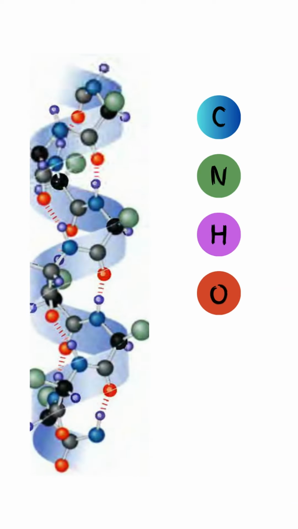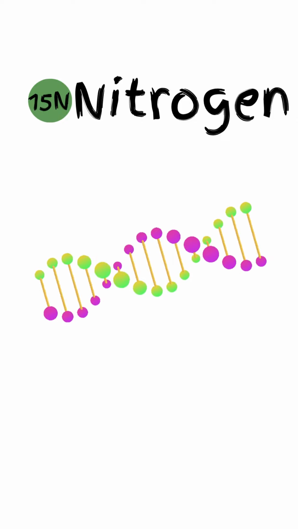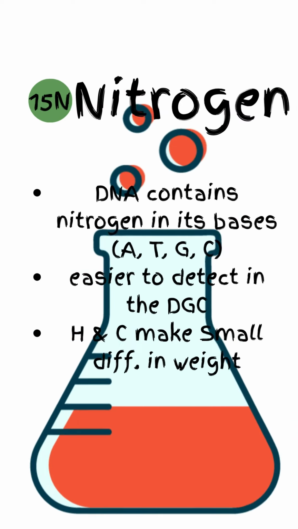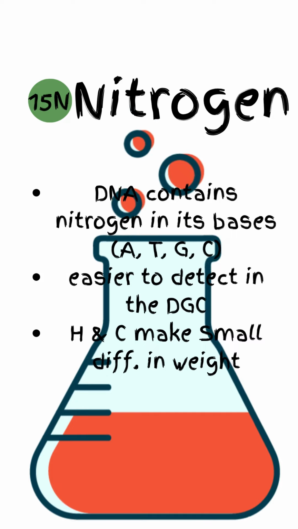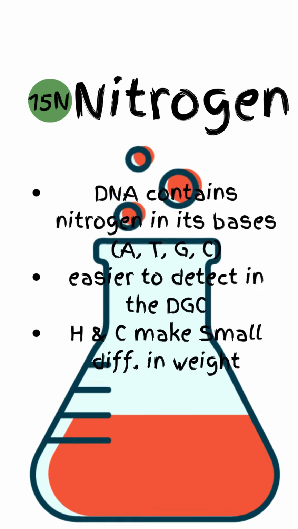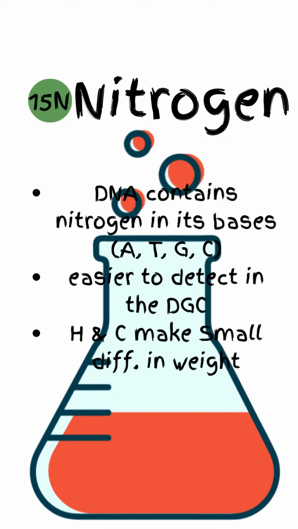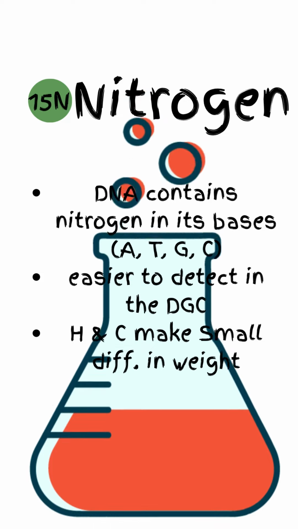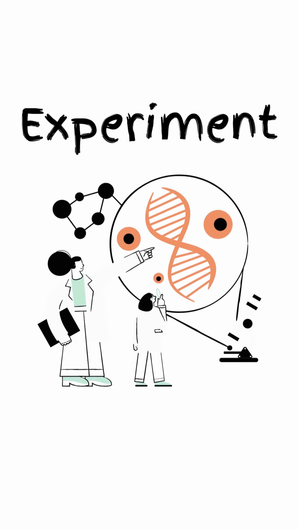In the earlier experiments, they used the heavy isotopes of hydrogen, carbon, and nitrogen, but in the end, they finally chose nitrogen for some smart reasons. For example, they chose nitrogen over hydrogen or carbon because DNA contains nitrogen bases in large and stable amounts. Secondly, nitrogen is easier to detect in density gradient centrifugation, and hydrogen and carbon make only a small difference in weight. So now let's begin with what they actually did.